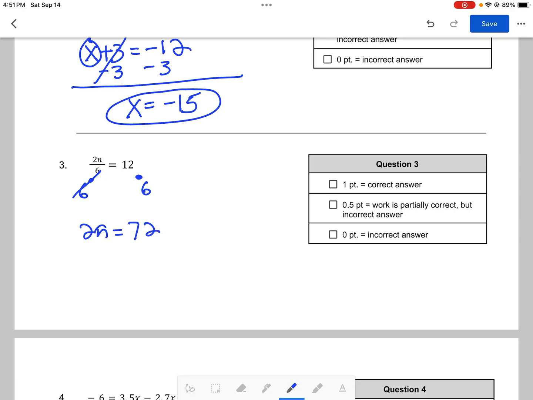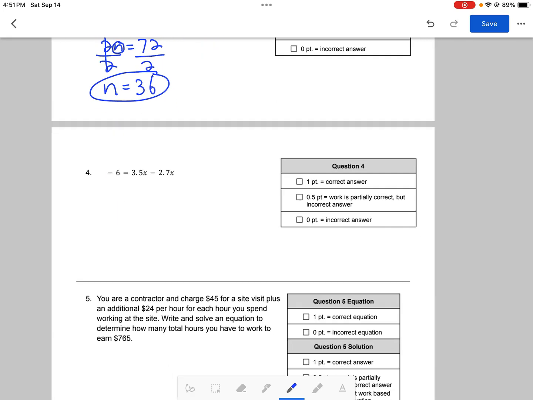Now, the 2 and the n here, even though we can't see it, they're technically being multiplied, and I need to do the opposite to get n by itself. So I'm going to divide both of these sides by 2. 2 divided by 2 cancels to give me 1n. And when I take 72 and divide it by 2, I get 36. So n equals 36 for number 3.